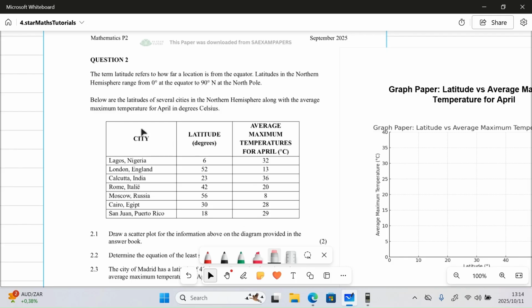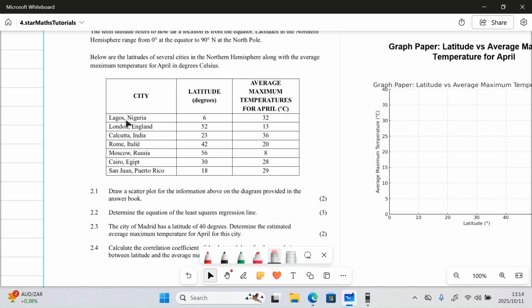So we're having the term latitude, which refers to how far a location is from the equator. The latitudes in the northern hemisphere range from 0 degrees at the equator to 90 degrees north at the North Pole. Below are the latitudes of several cities in the northern hemisphere, along with the average maximum temperature for April in degrees Celsius. So here is our data.